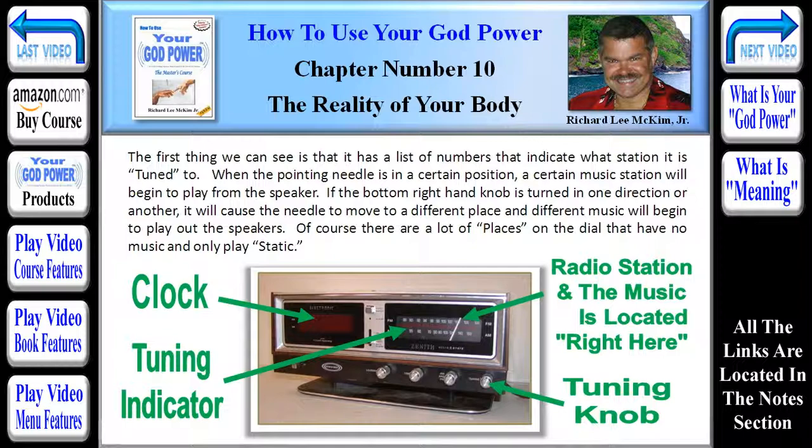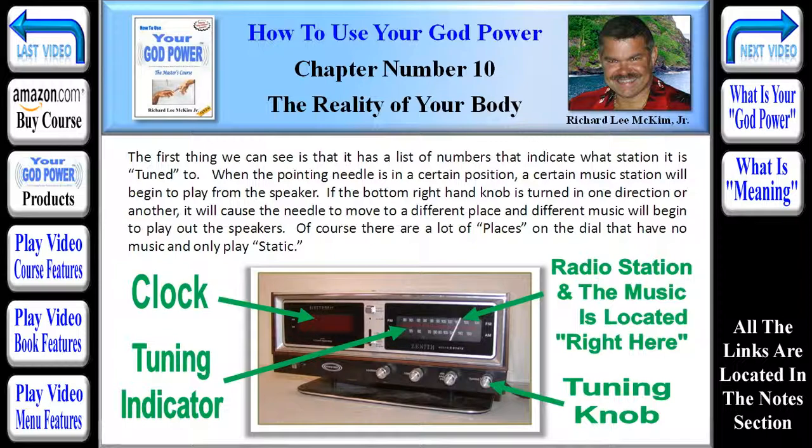The first thing we can see is that it has a list of numbers that indicate what station it is tuned to. When the pointing needle is in a certain position, a certain music station will begin to play from the speaker. If the bottom right-hand knob is turned in one direction or another, it will cause the needle to move to a different place and different music will begin to play out the speakers. Of course, there are a lot of places, quote-unquote, on the dial that have no music and only play static.